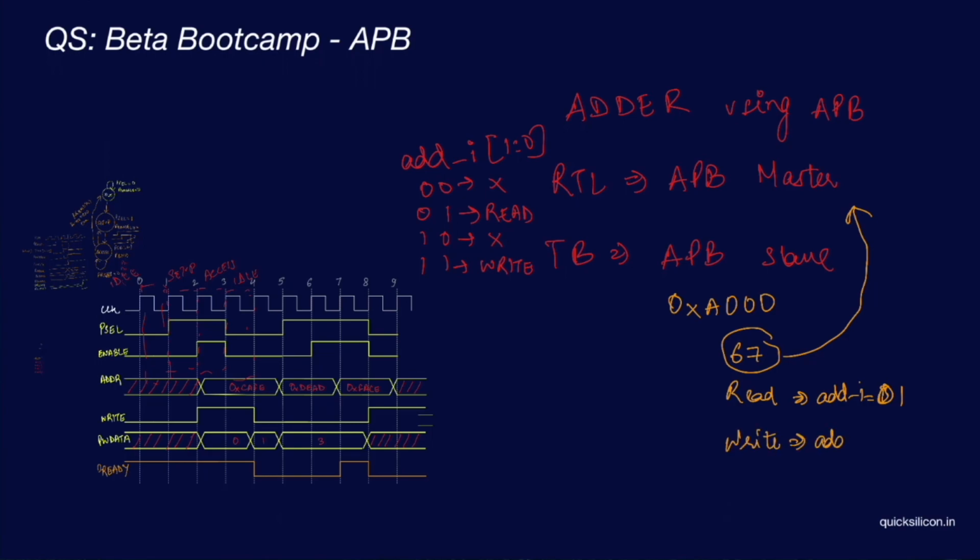So that would mean that add_i is equal to 1 1. Once that happens, your RTL, or your APB master, would initiate a write request, and the value which is written to that particular address, A00, the write data, will be equal to 68. So in that way we will be implementing an adder using an APB protocol. Does that make sense? Any doubts about what we are trying to do?